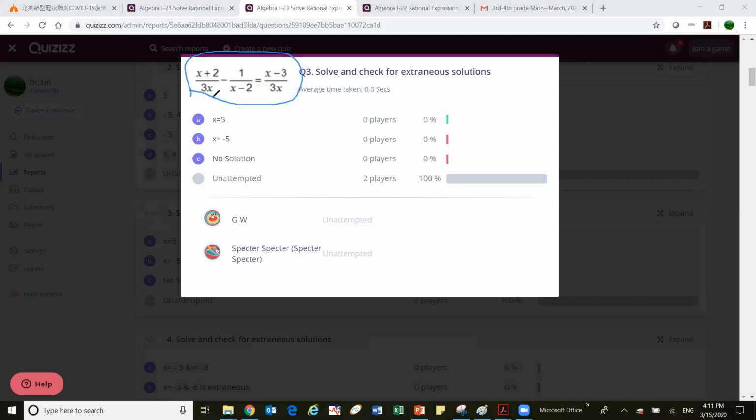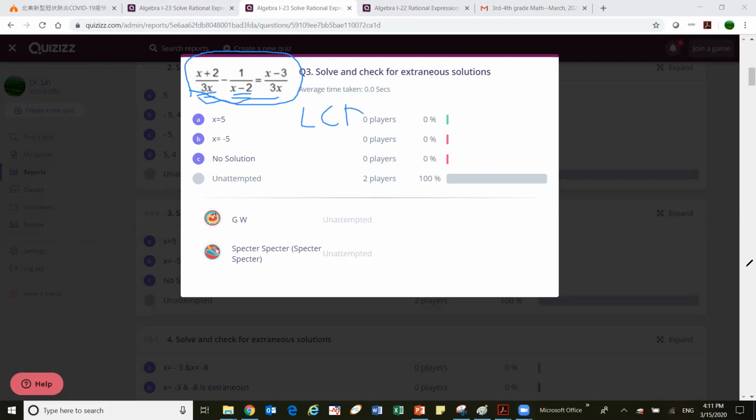So what's the least common denominator? It will be 3x times x minus 2, right? So you can see x cannot equal 2, x cannot equal 0, all right? So you need to do this one. Let me give you a hint here. Let's see this one, it's actually a good example.